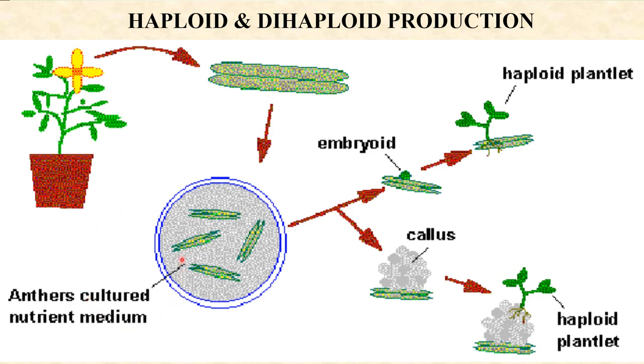First, the plant of our interest. From the plant of our interest, we have to isolate the anther that will be cultured in a medium. It might produce either a callus or an embryoid, but both will finally give rise to a haploid plantlet.